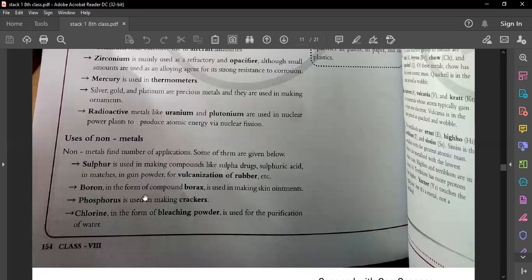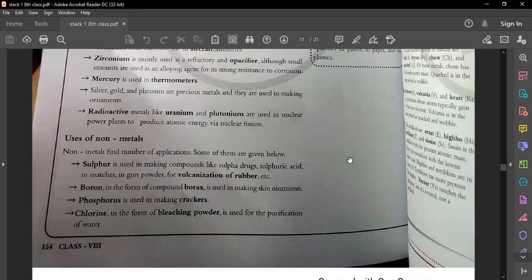Sir, borax we are also using in forming the alloys, no? Borax will not be used in the formation of alloys, but boron will be used. I've seen some videos in which they put borax powder in making alloys. Okay, but borax is some other compound of boron. It's not exactly completely a metal, right? It's a chemical compound. Yes, sir.